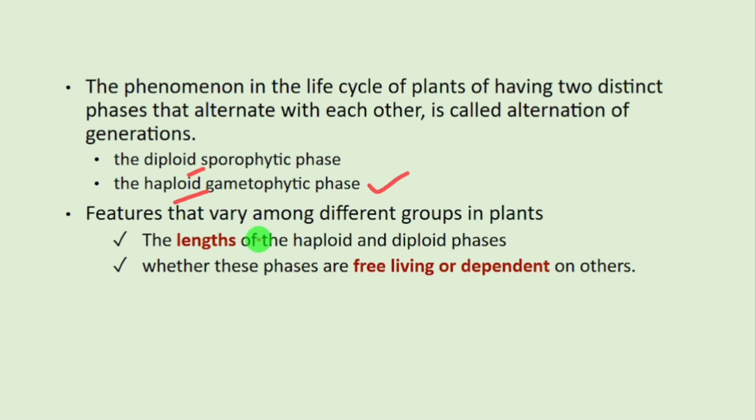Now, what is the difference between algae, bryophytes, pteridophytes, gymnosperms and angiosperms? They vary in the length of haploid and diploid phases, and they also vary in whether the phases are free living or dependent. So now, one by one, we will look into the life cycle of the 5 different categories in the plant kingdom.